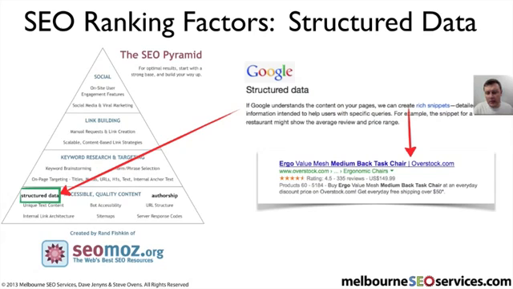So if you mark up your products, they can actually show up in the search results. You can see there with the star rating, how many people have reviewed it, the actual price of the product. So Google actually shows the data a bit differently in the search engine results, and because it stands out, it can attract more clicks.